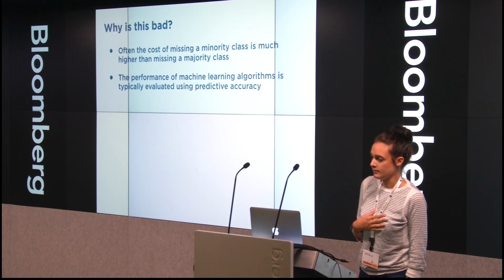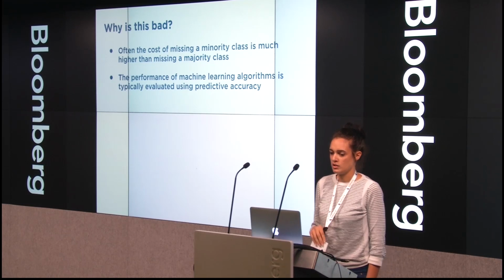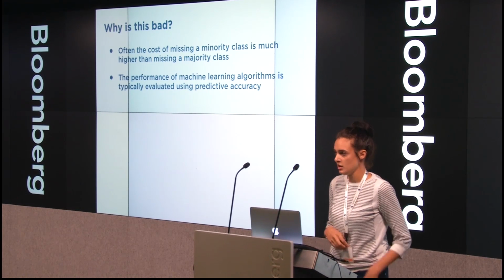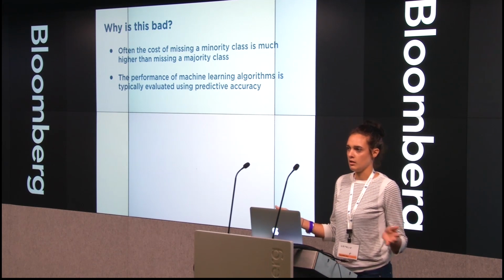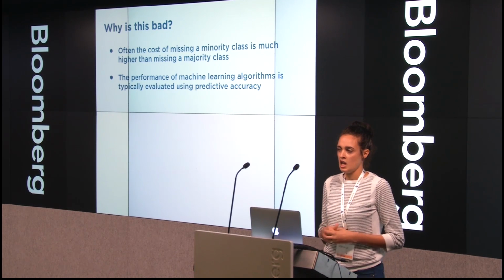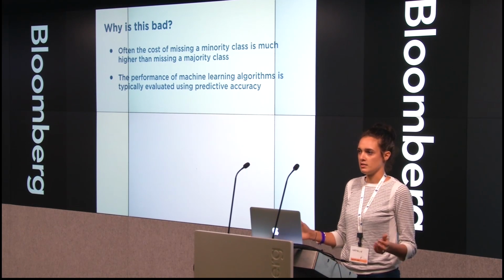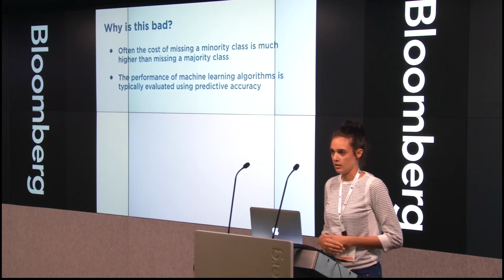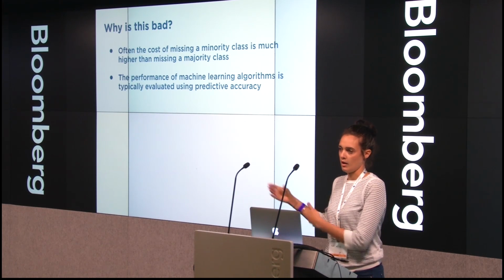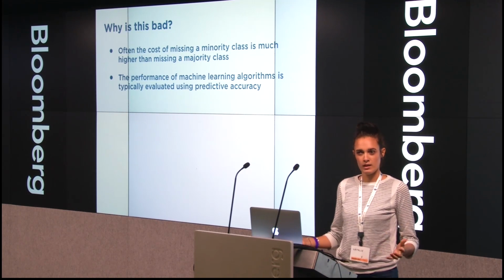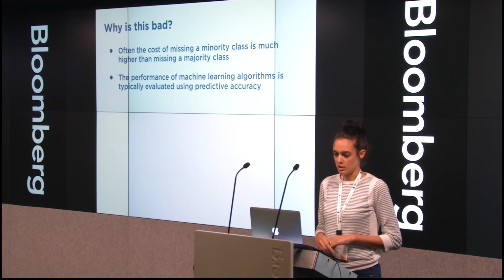Why is this bad? Often the cost of missing a minority class is much higher than that of missing a majority class. As an example, take cancer diagnosis. If you misclassify someone who doesn't have cancer as having cancer, then the worst that can happen is that they'll go on to have further tests. If you misclassify someone that does have cancer as not having cancer, it's pretty bad, really.